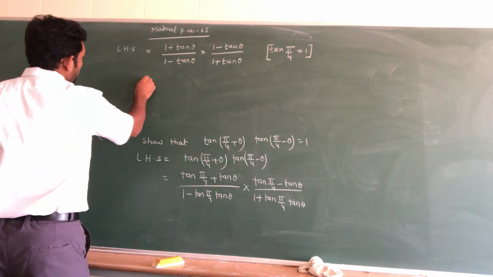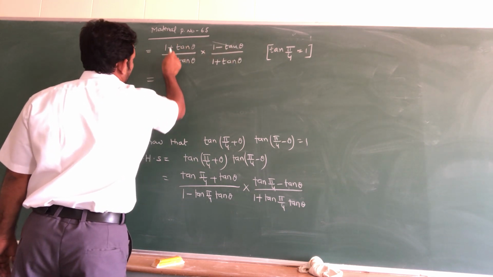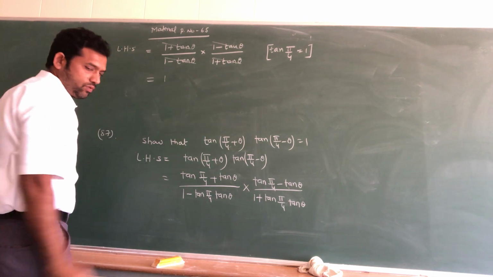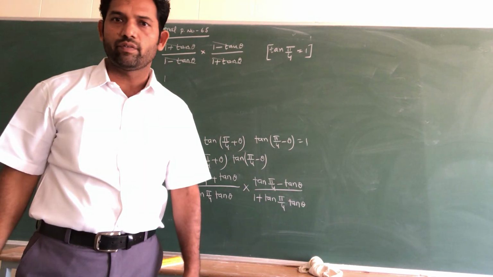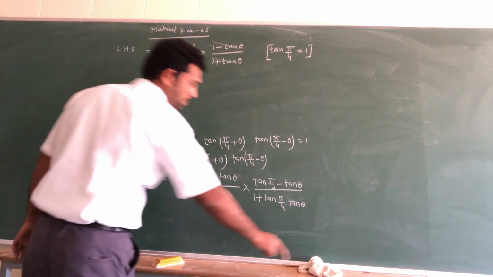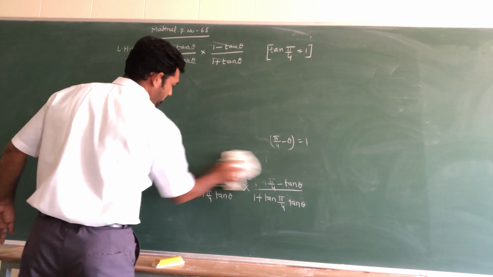Then simplify this. What we are getting: 1 minus tan theta and 1 minus tan theta, 1 plus tan theta and 1 plus tan theta cancel. Then simplified, your solution is 1. Note down fast. Note down, students.